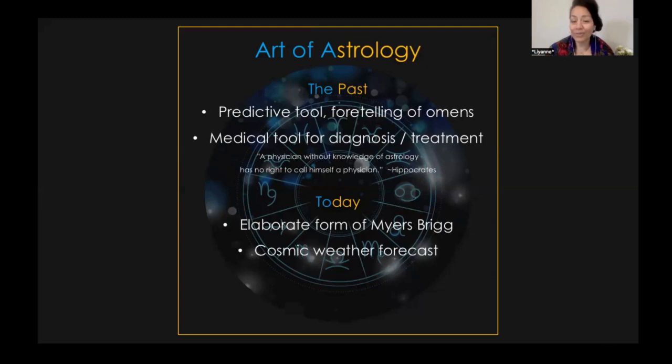It is also used as a cosmic weather forecast, looking at the signs that are in the stars, having an understanding of whether today is a day where you're going to have to watch your P's and Q's because Mars is in a difficult aspect, or whether you're going to have to be patient with technology snafus because Mercury is retrograde. Things like that. That's what I mean by cosmic weather forecast.